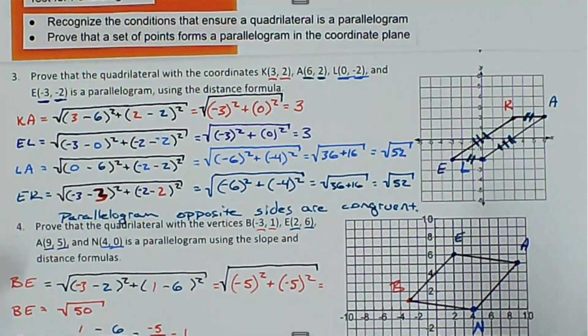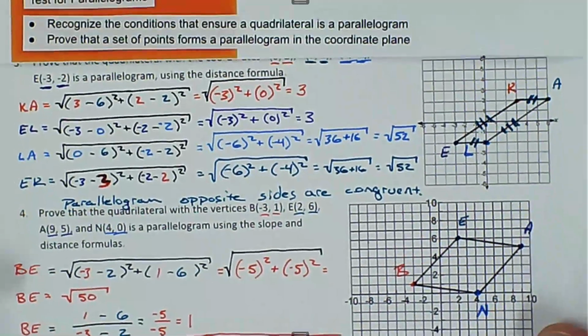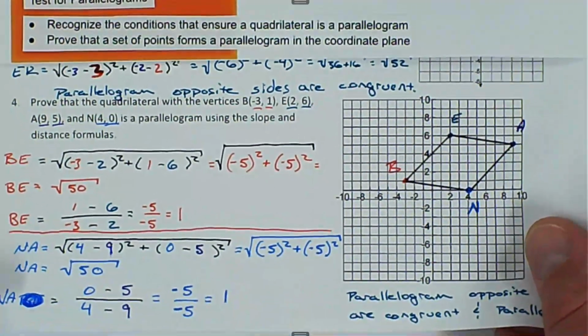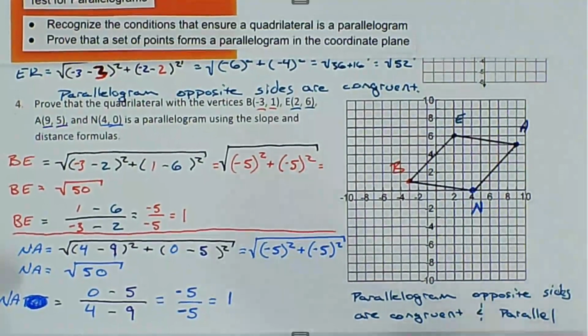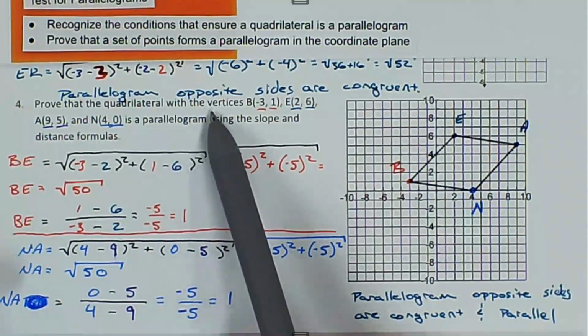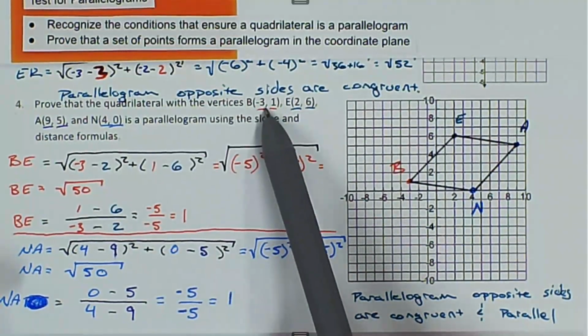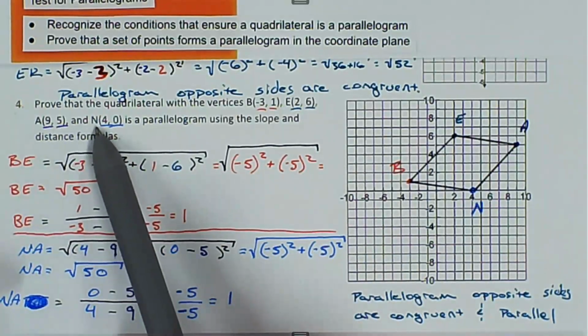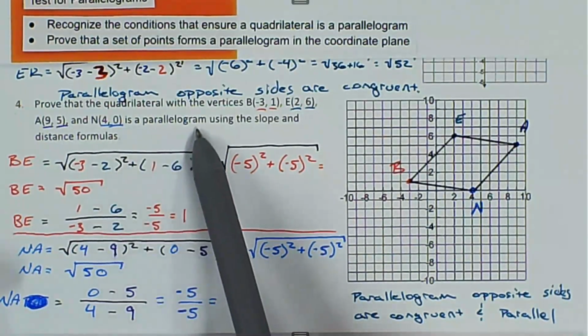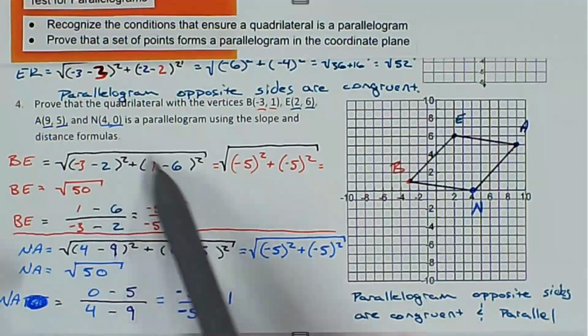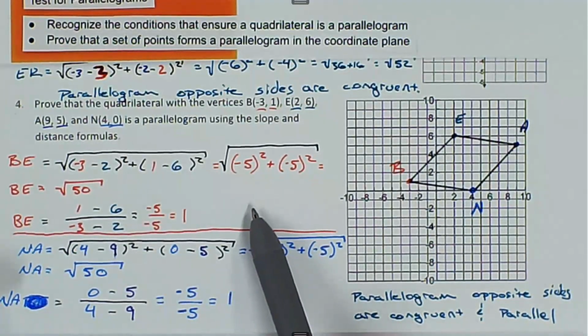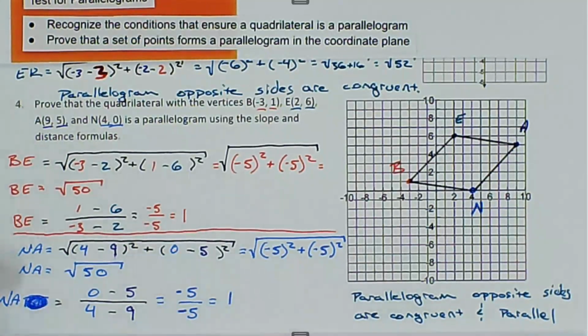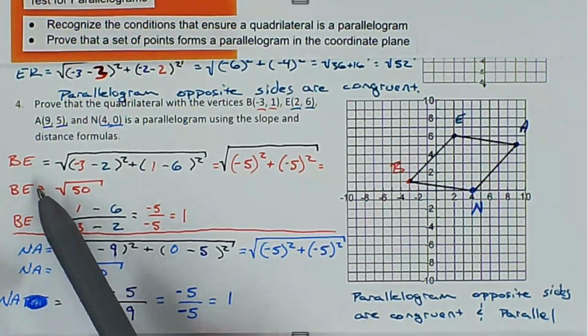And then the last one, we want to prove that the quadrilateral with vertices of B is (-3, 1), E is (2, 6), A is (9, 5), and N is (4, 0) is a parallelogram using the slope and distance formula. So we have to check 2 distances and 2 slopes. I just picked BE, but you could pick either one.